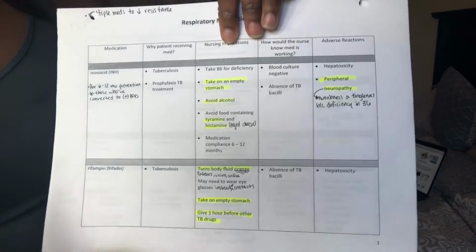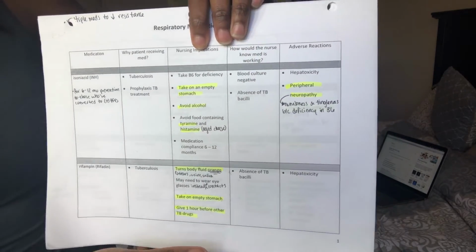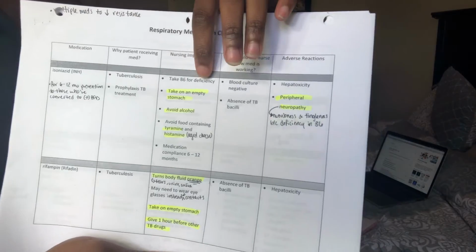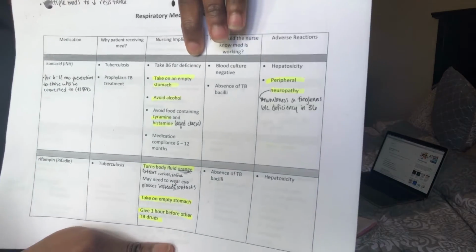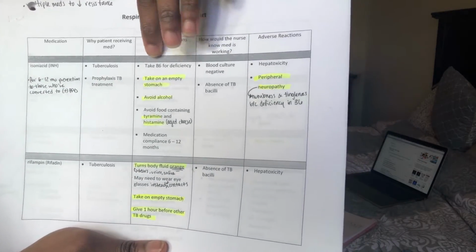What are some nursing implications? So what are some important things for me to know as the nurse? Well, take B6 for deficiency. So it can cause a deficiency, so your patient may need to be on B6 vitamins.